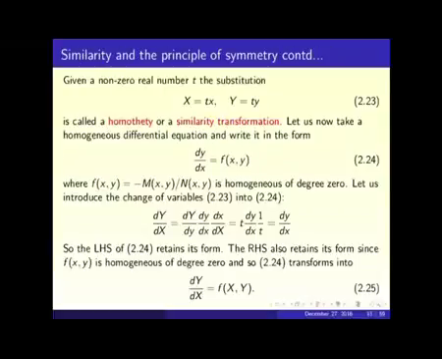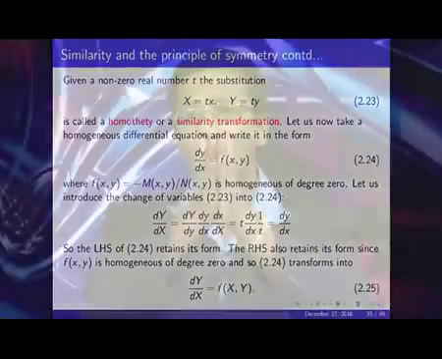Let's look at a different aspect of this symmetry. So let us take a non-zero real number t, and let us put capital X equal to t x, capital Y equal to t y. 2.23 is called a similarity transformation or a homothety. 2.23 is magnification in the x direction by a factor of t, magnification in the y direction by a factor of t. It is like enlarging the picture.